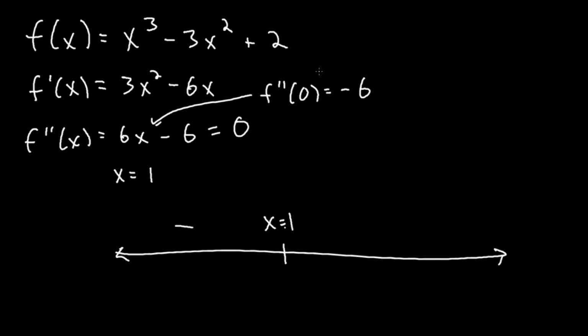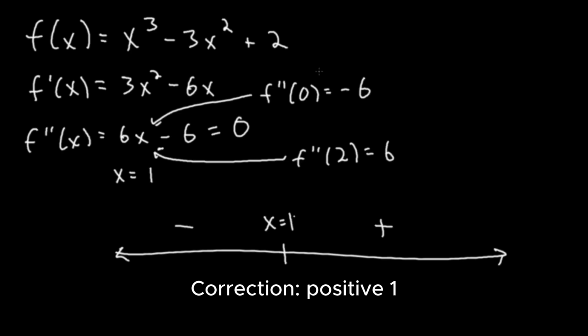And to the right of x equals 1, pick some arbitrary number, doesn't matter, 2. Okay, let's pick 2. So if you plug 2 into your second derivative, you get 12 minus 6, which is just 6. Positive number. Therefore, you are concave up past x equals 1.